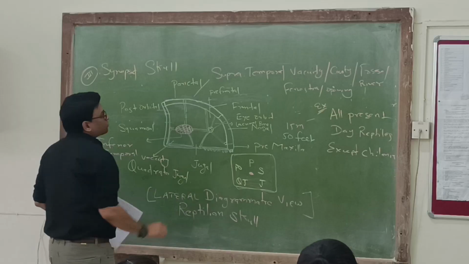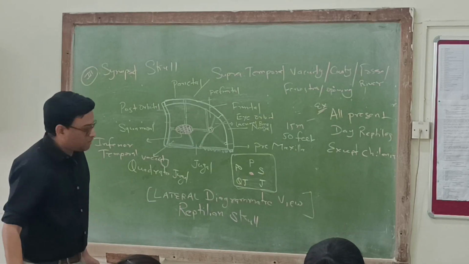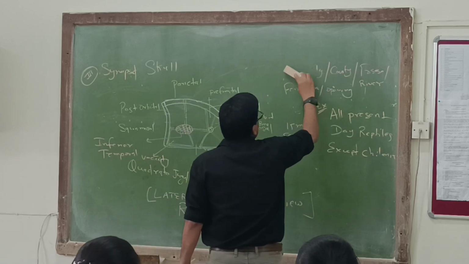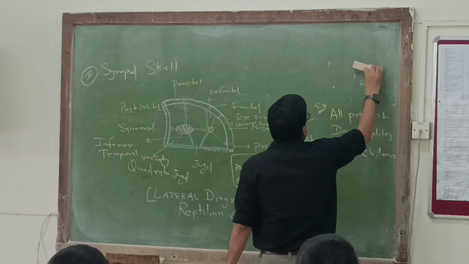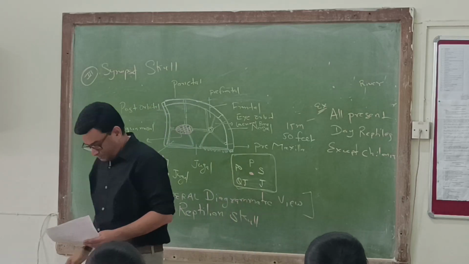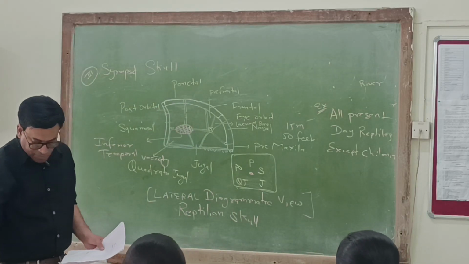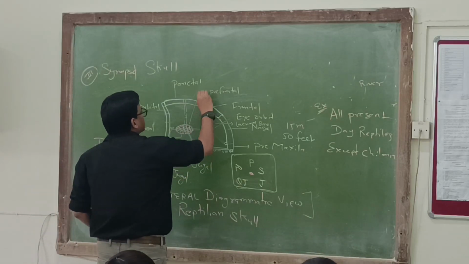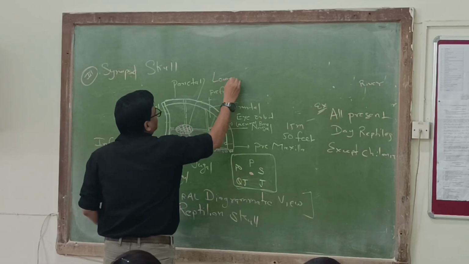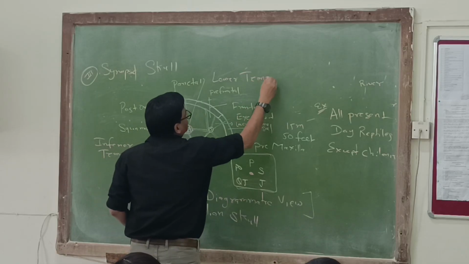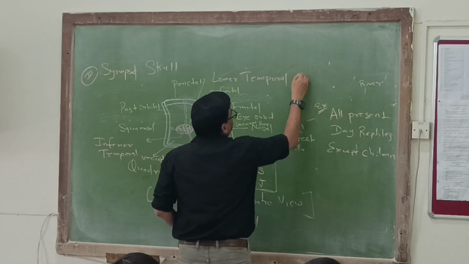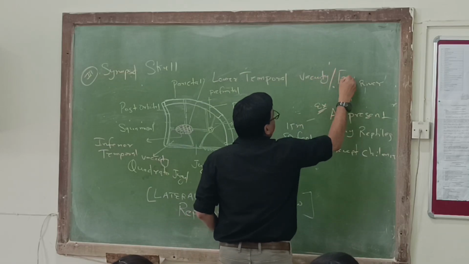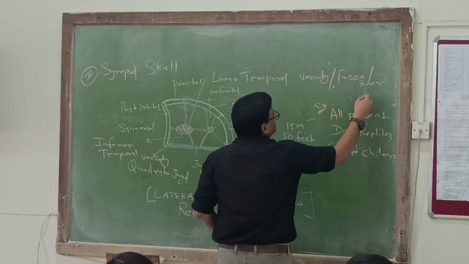So there will be no supratemporal vacuity, so we have to rub it down. There is no supratemporal vacuity now. But we have a lower temporal vacuity, so this will remain, or we can write this lower temporal vacuity or fossa or fenestra.